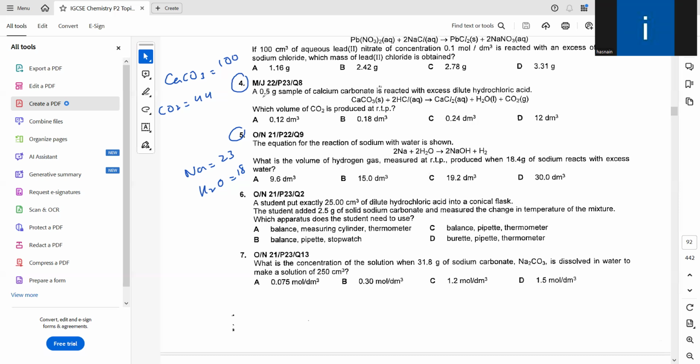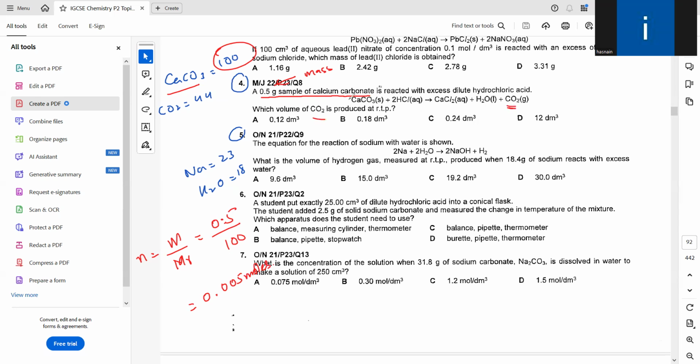So for question 5, it says a 0.5 gram sample of calcium carbonate. That's CaCO3. So we have mass, we have to figure out moles. The formula is mass over MR, right? Mass is 0.5, and I already told you about MR, that's 100. So you can use 100. The answer comes out to be 0.005 moles.